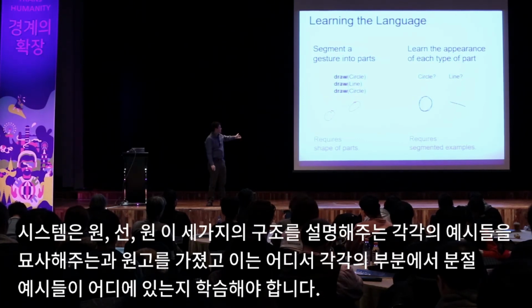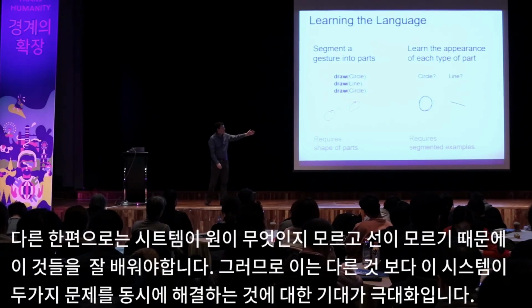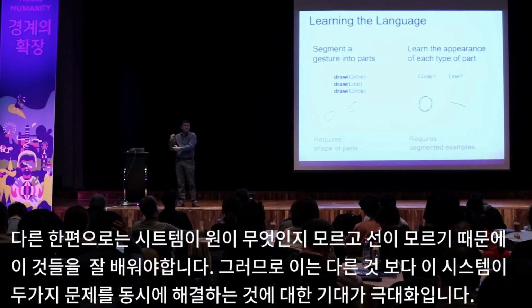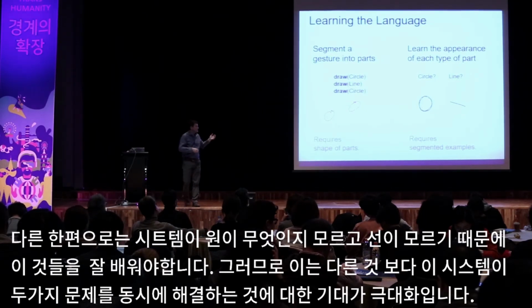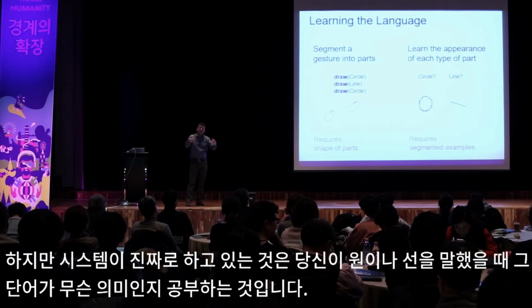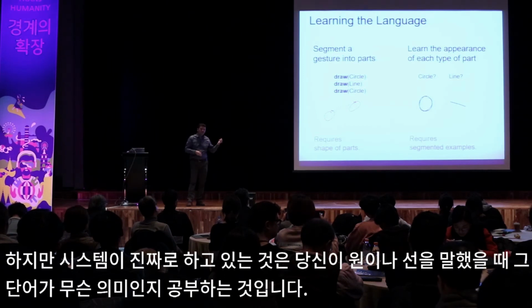And it needs to learn where to segment examples into those parts. And on the other hand, it doesn't know what a circle is. It doesn't know what a line is, and so it has to learn that as well. And so it's an expectation maximization algorithm where it solves these two problems simultaneously, but really what it's doing is learning that language. What do you mean when you say circle? What do you mean when you say line?